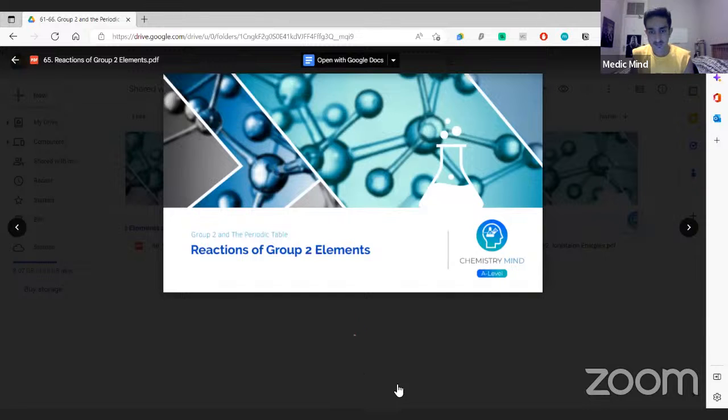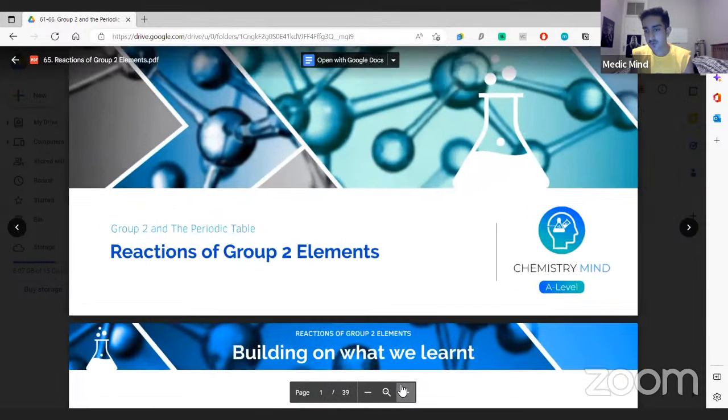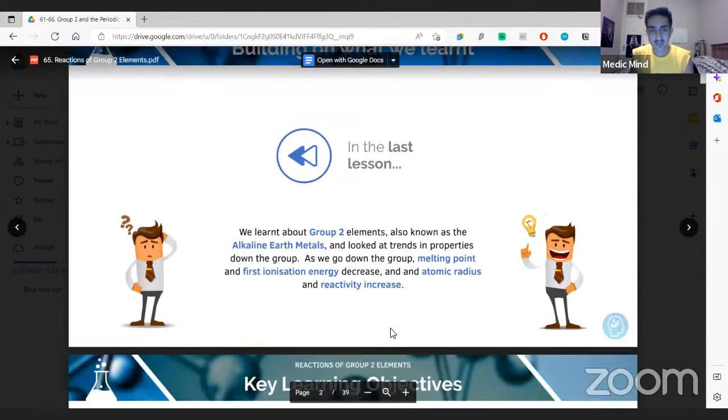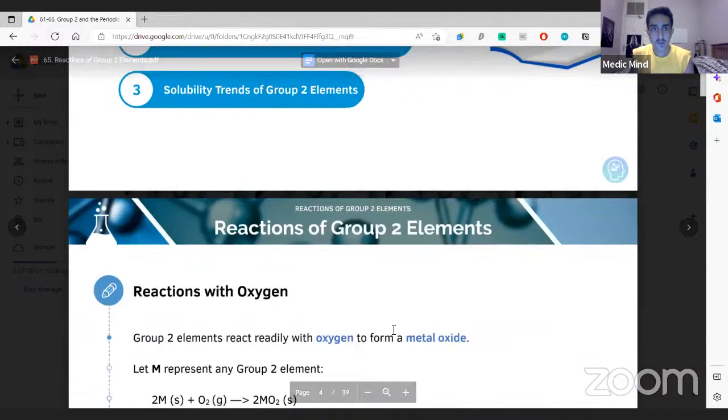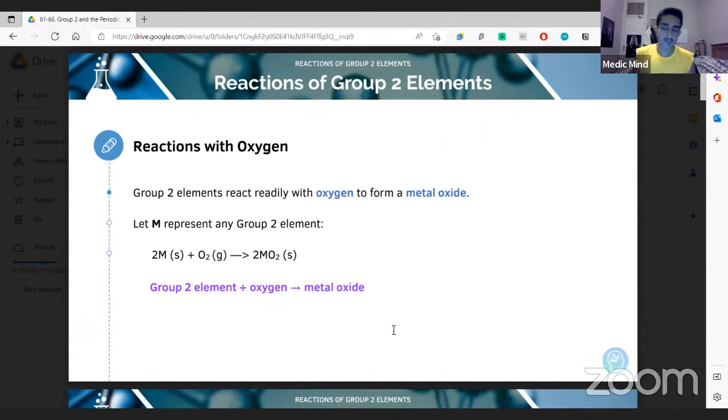Okay, reactions of group 2 elements. So this will kind of be a quick recap because again, it should be something that we do know, but I will stop at different points here. So group 2 elements react with oxygen to form a metal oxide. So 2M plus O2 gives you 2MO. That's kind of your generic formula for that. It's an important one to know. You want to write this down? Give you a second.